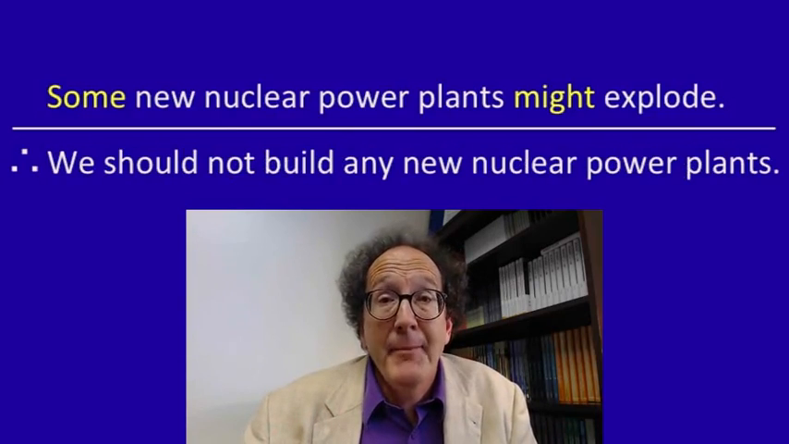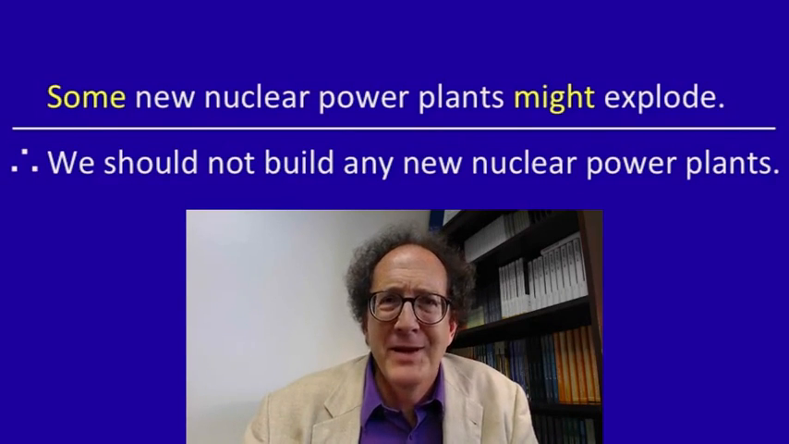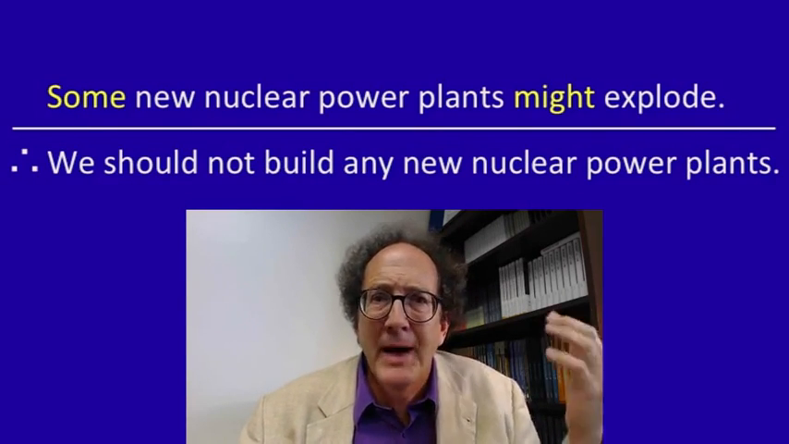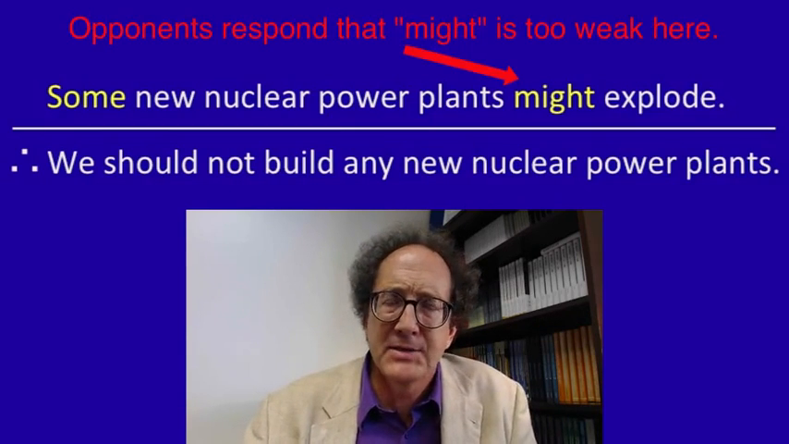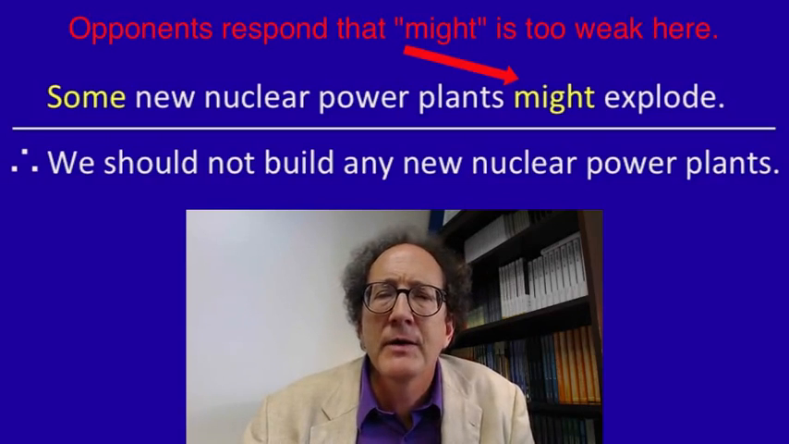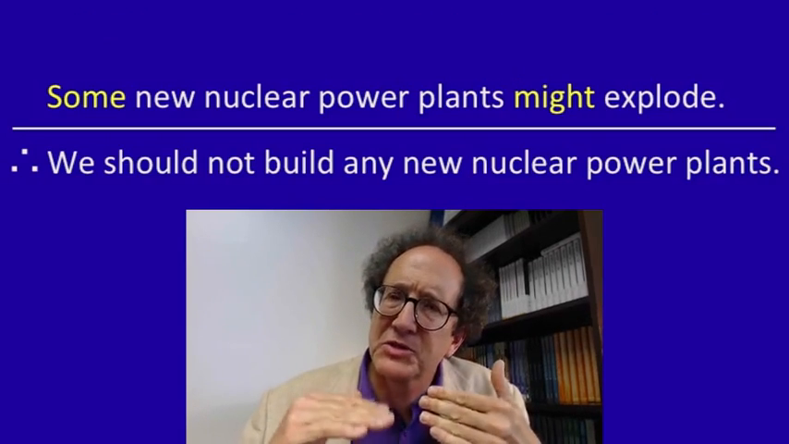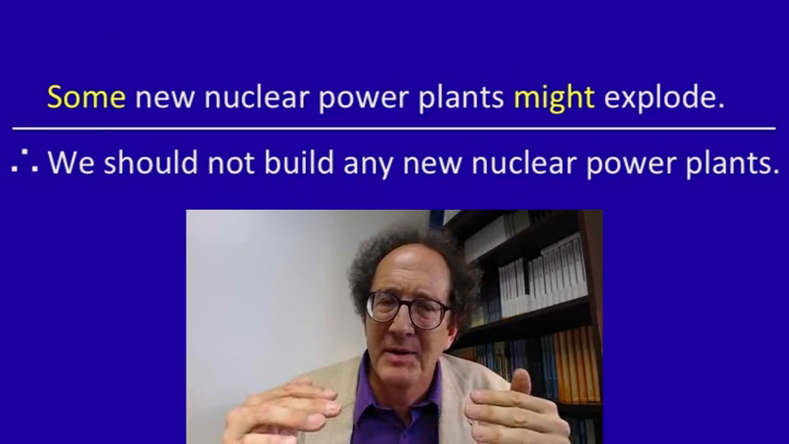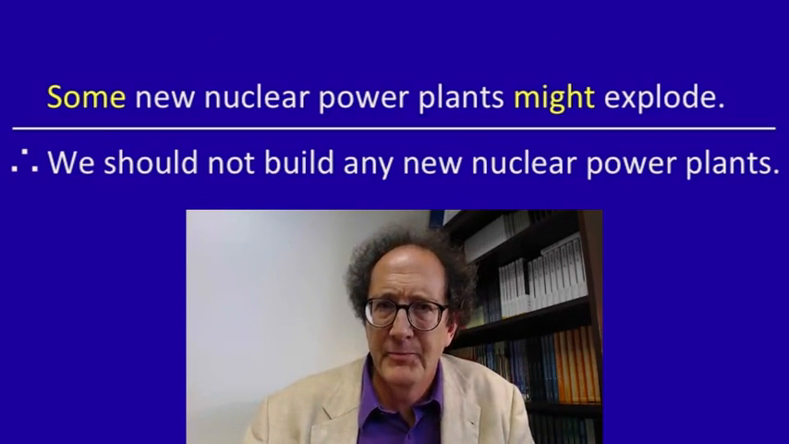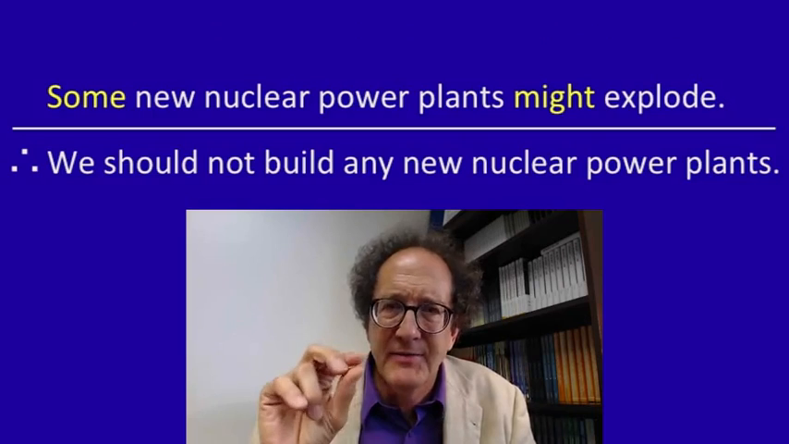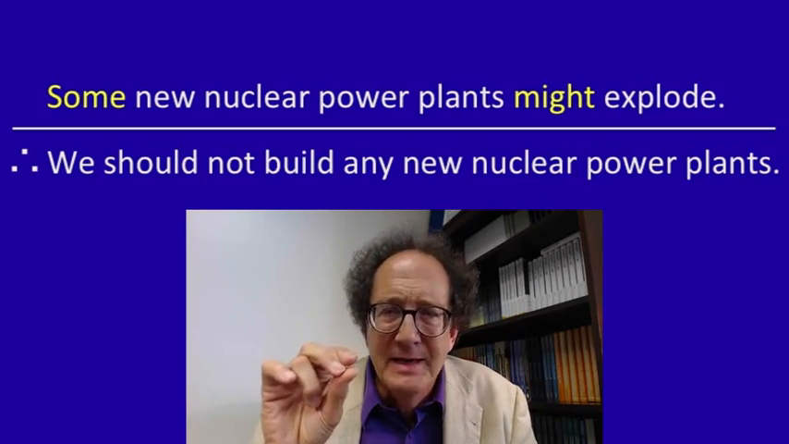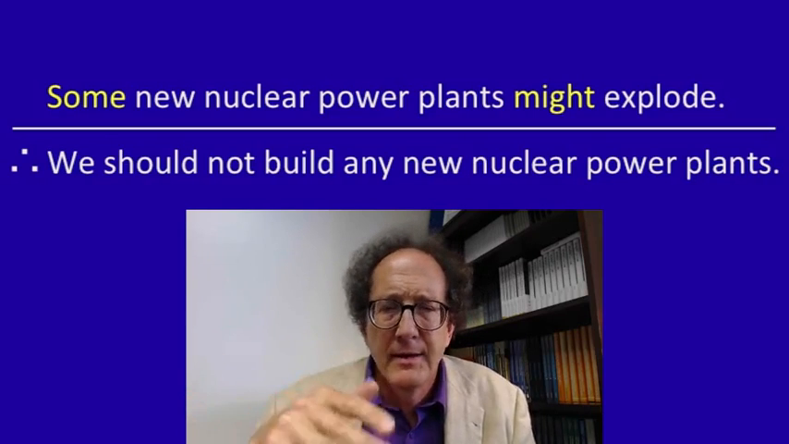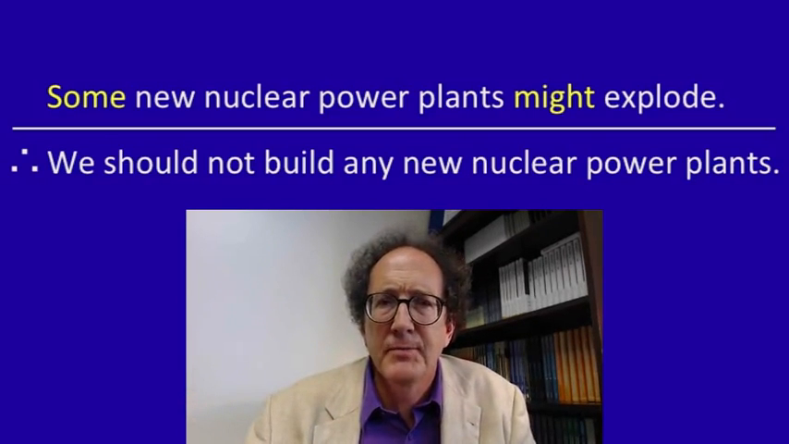Now, of course, what happens now is someone says, oh, wait a minute, they might explode, sure, and the sun might not come up tomorrow. All kinds of things might not happen or might happen. Might's too weak to establish that we shouldn't have new nuclear power plants. So what you're suggesting is not just that it might happen, but that it's likely to happen. And if the chance of it happening really is so slight as to be negligible, then you weaken the premise too much. And it's not going to follow that we shouldn't have nuclear power plants.